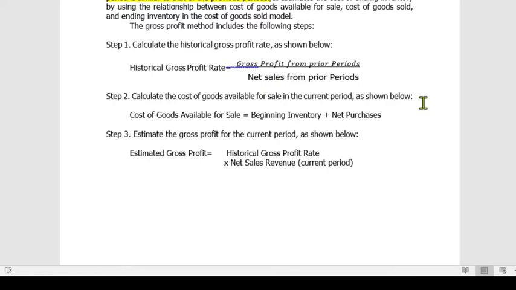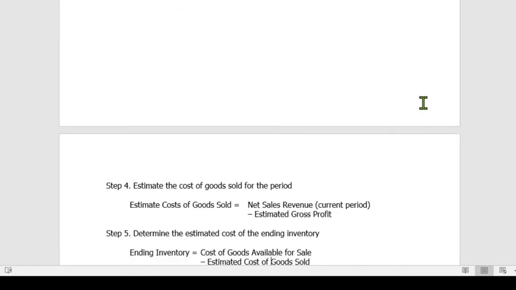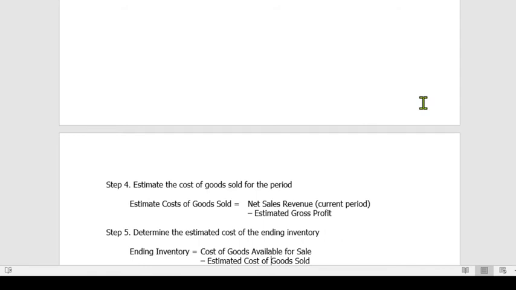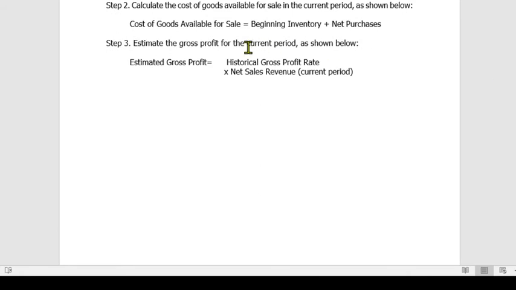Then, you estimate the gross profit for the current period. What will you use? The historical gross profit rate multiplied by the sales revenue of the current period, because we assume that the gross profit rate of the prior period is essentially the same as the present period. Number 4, you estimate the cost of goods sold. What did you get under step number 3? The estimated gross profit.